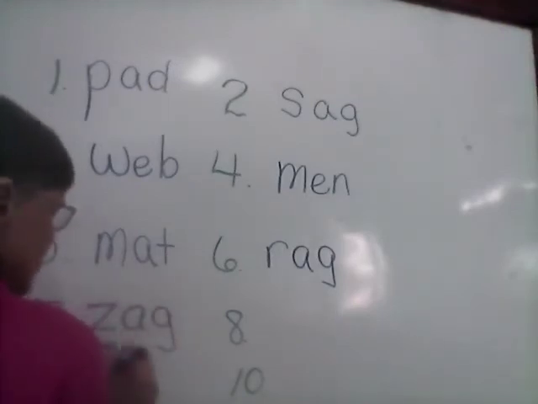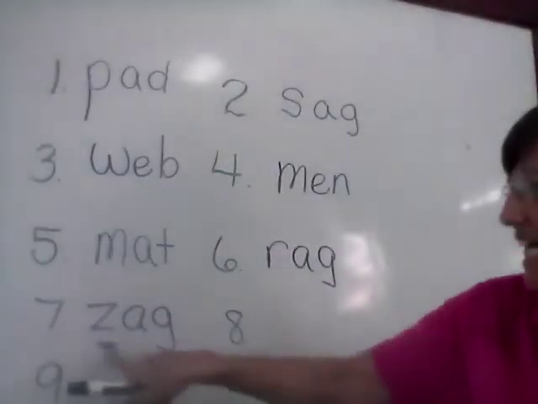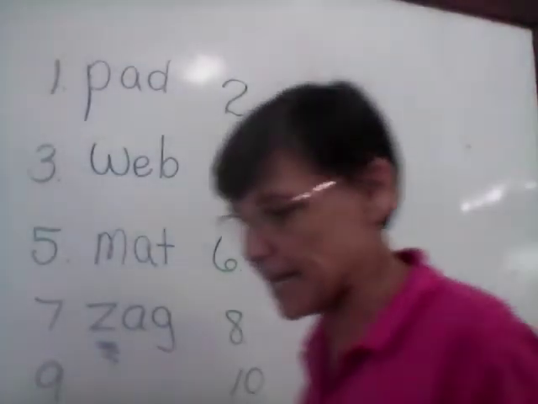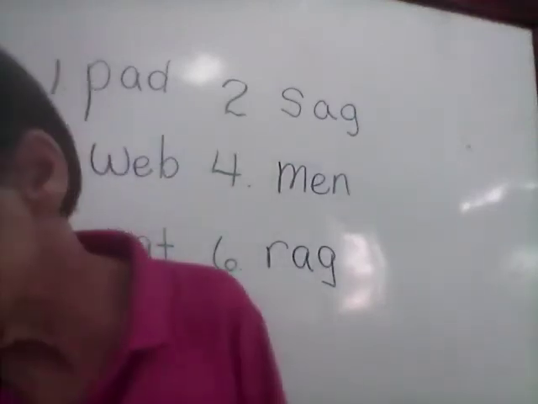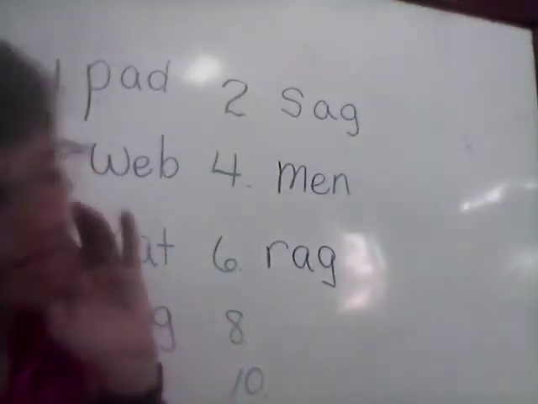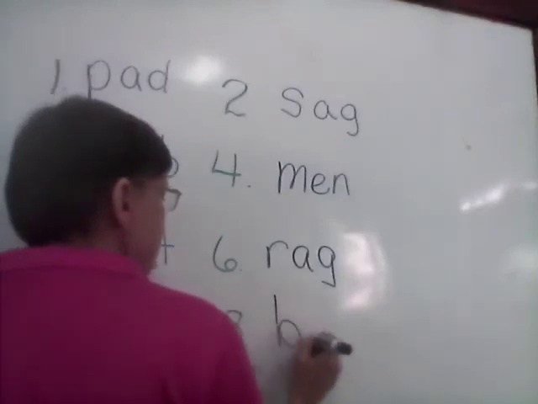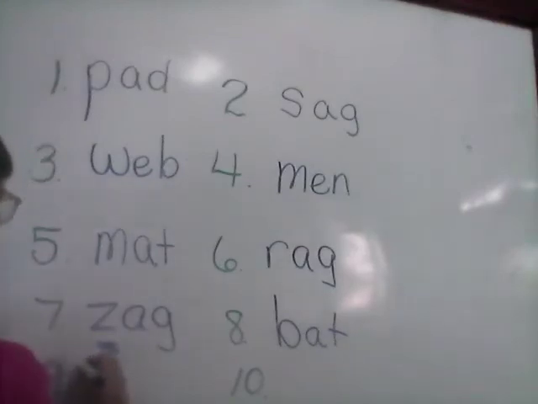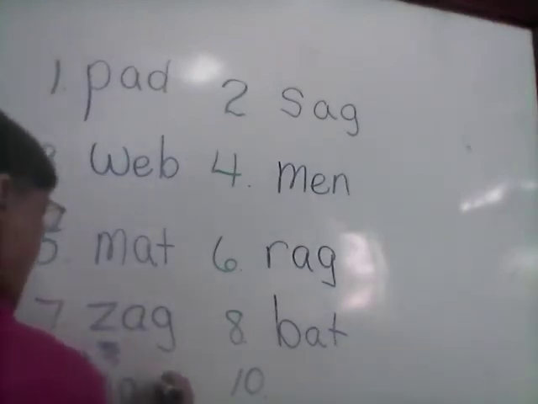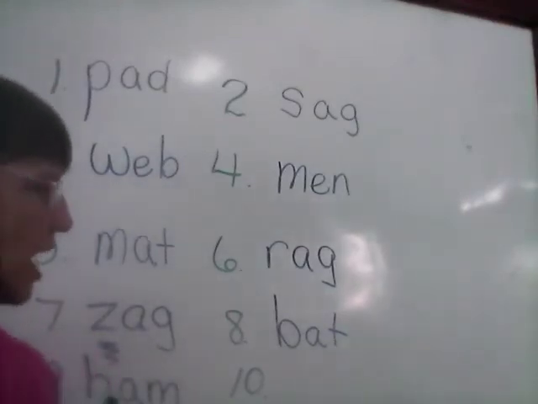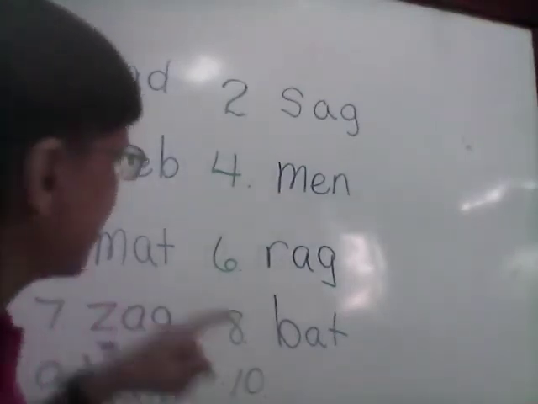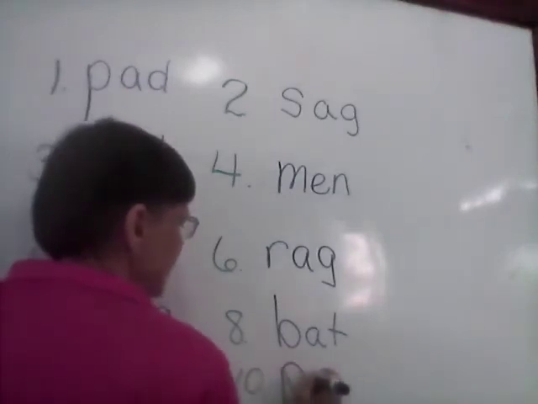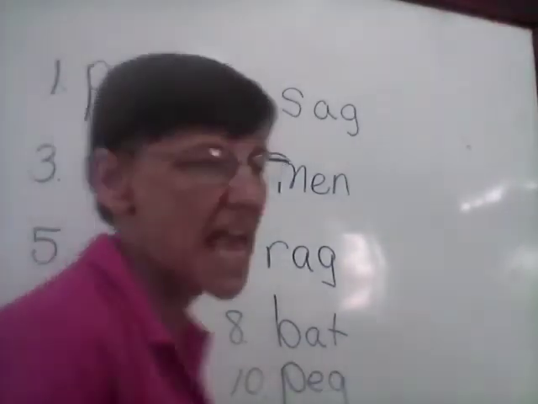Okay, if you're a new student this year, Z, Z, the letter Z. Number eight is bat. B, b, b, bat. Number nine, ham. H-A-M. Okay, H, ham. Number 10, I said pad again, but then I gave you another word. Peg. P-E-G, peg.